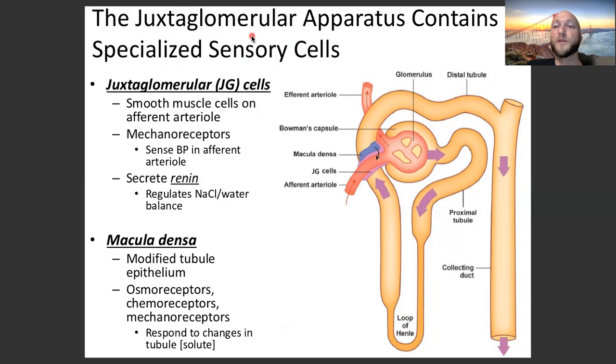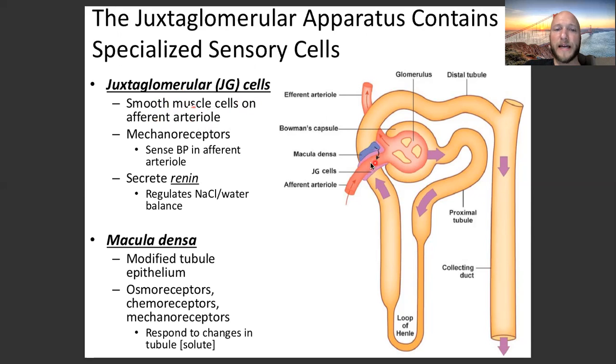So juxtaglomerular, next to the glomerulus, break the word down, makes sense. The juxtaglomerular cells, these cells right in here, they're also called JG cells. You'll hear me call them JG cells. You might see them on the test like that, or juxtaglomerular. They are smooth muscle cells on the afferent arteriole, so these pink ones.